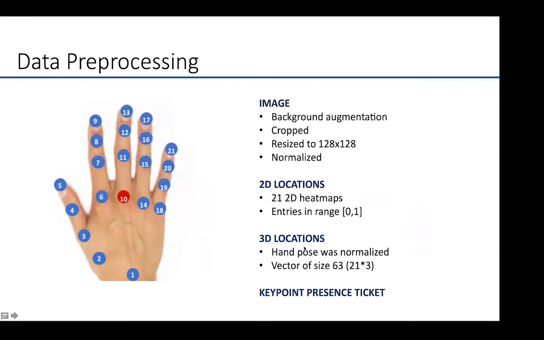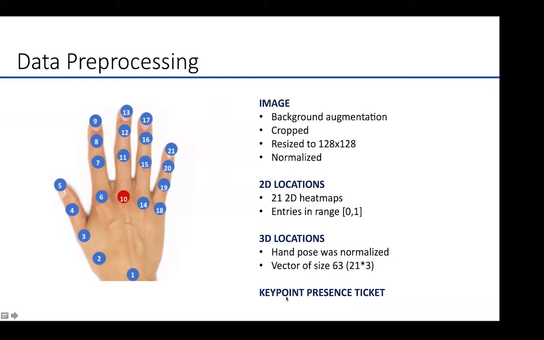For the 3D location, first of all, I normalized the absolute hand pose. Normalization was done because it decreases the degrees of freedom which the neural network needs to understand, like depth and size in our case. So I put this key point in the center of the coordinates. I shifted the hand, so this is 0, 0, 0. Then I made a size normalization, so the distance between this key point and this key point is equal to 1. As a result, the vector will be of size 63.